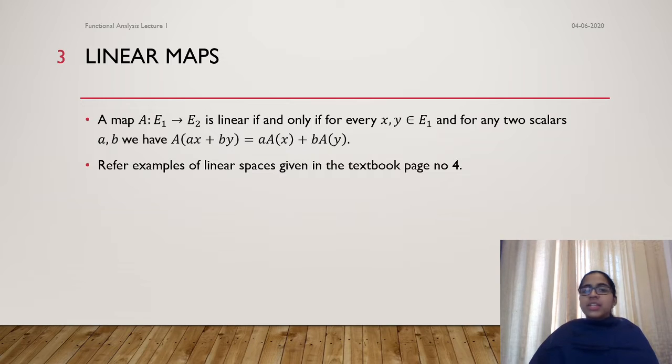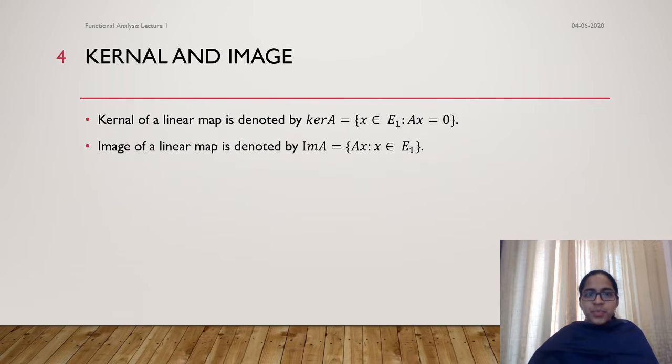Next, what is meant by a linear map? A mapping A from E1 to E2, where E1 and E2 are linear spaces, is said to be linear if and only if for every x and y belonging to E1, and scalars a, b, we have A(ax + by) = a A(x) + b A(y). Now, many examples of linear maps are given in the textbook, page number 4. You can go through these examples and also verify whether these are actually linear or not.